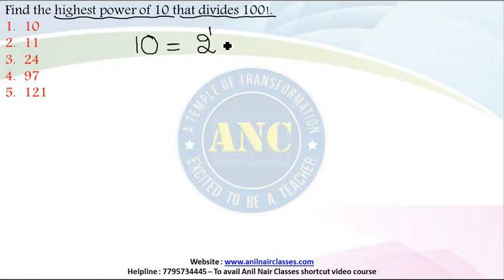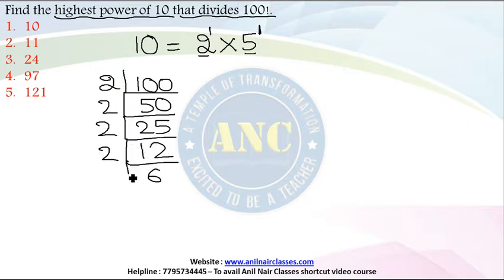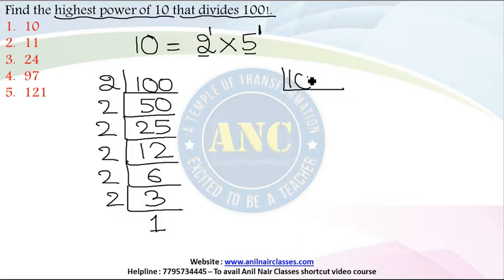10 can be written as 2 power 1 into 5 power 1. 2 is a prime base, 5 is also a prime base. That means I will take that 100, I will divide it by 2. 2 into 50 is 100. 2 into 25 is 50. 2 into 12 is 24. 2 into 6 is 12. 2 into 3 is 6. 2 into 1 is 2. You cannot further decompose.